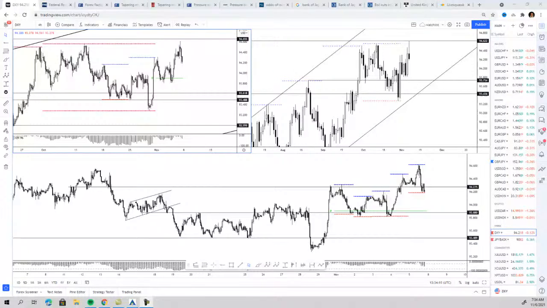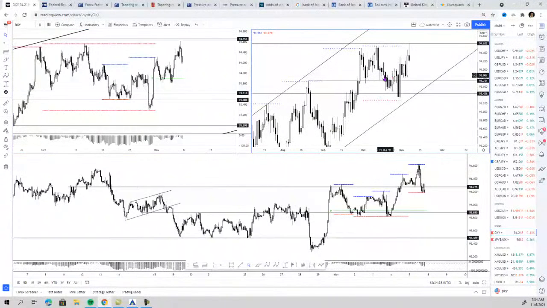Traders, about the USD. This was a very big week for the US dollar because on Wednesday the Federal Reserve announced they were going to start tapering this round of quantitative easing by exactly $15 billion per month. So this is bullish for the currency. But let's have a look at what happened on Friday.